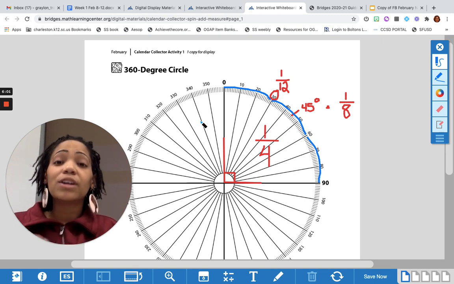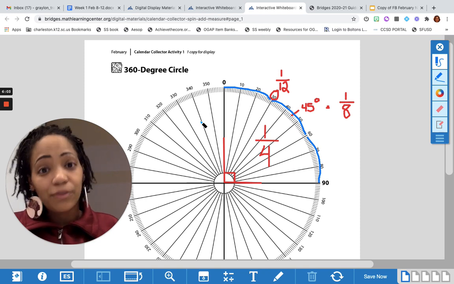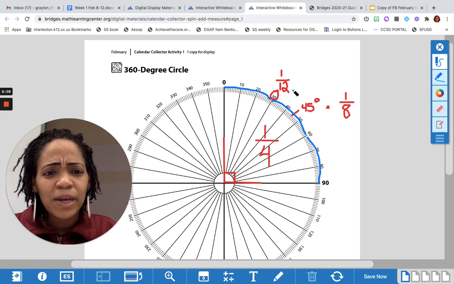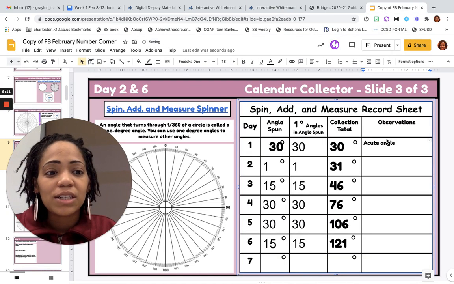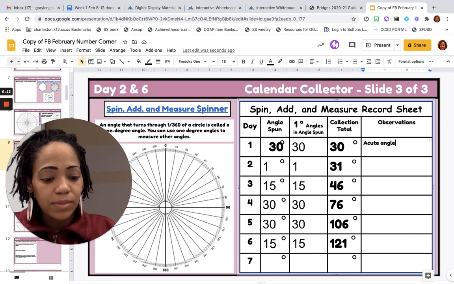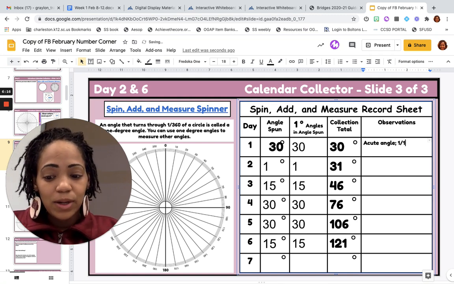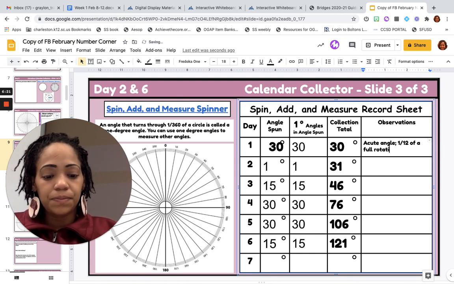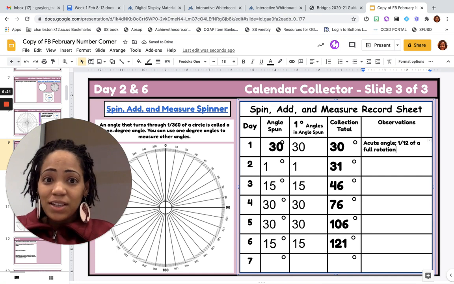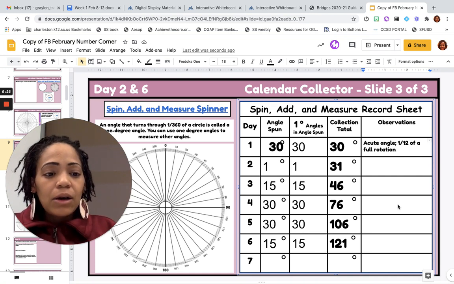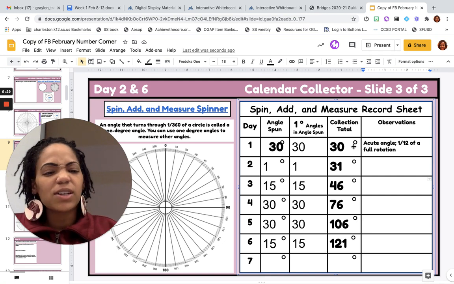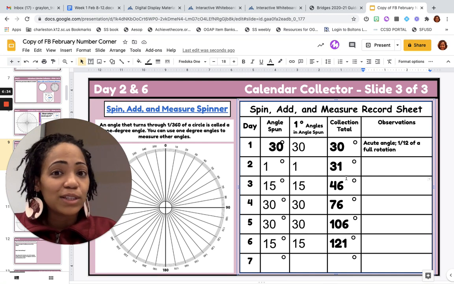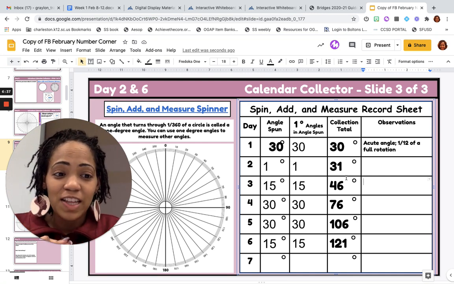There are 12 30-degree angle sections in a full rotation, which means 30 degrees is where we got 1/12 of a rotation. So I'm going to also add that to our observation because we had a perfect 1/12 of a full rotation. Good? All right. Well, what about, let's go to 46 degrees because 31 degrees is really close to 30 degrees. So we know it's still acute and it's slightly bigger than 1/12. Ever so slightly, just very little.